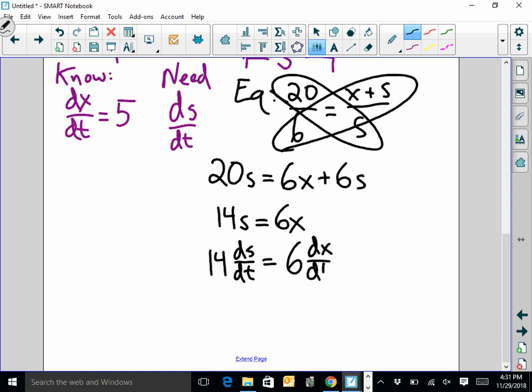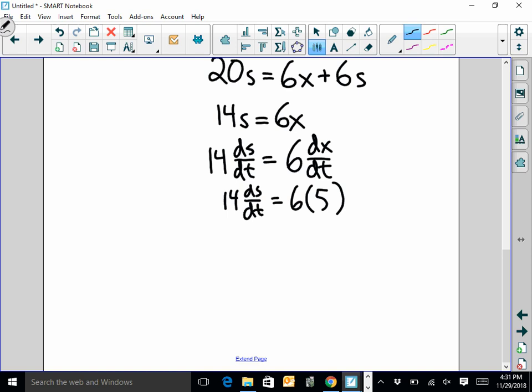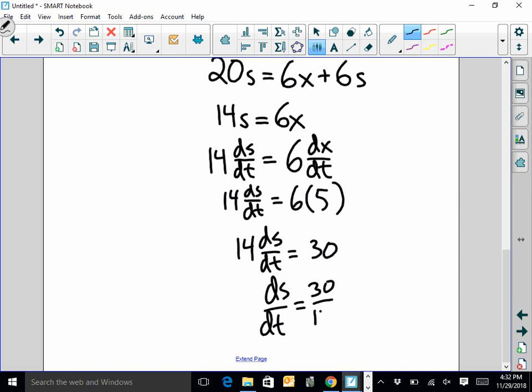Now, the only thing I know in this problem, other than the heights of the light pole and the person, is dx/dt is 5. So I get 14 ds/dt equals 6 times dx/dt, which is 5. So I get 14 ds/dt equals 30. So ds/dt, the rate of change of the shadow, would be 30 over 14, which reduces to 15 over 7 feet per second.